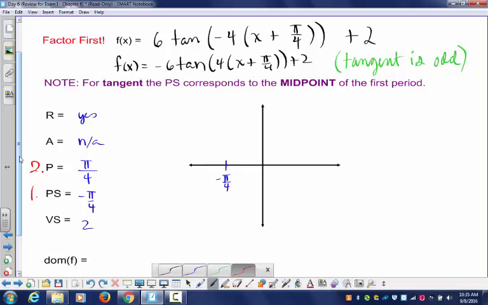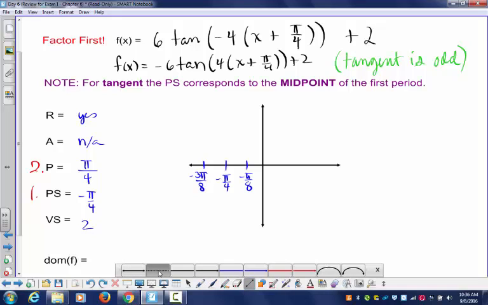So how far to the left and right do we have to go to get a total width of pi over 4? Pi over 8 each direction, exactly, because half of pi over 4 is pi over 8. We want half of it to the right and half of it to the left. So we're going to have a mark here at negative pi over 8. And then this one, pi over 8 to the left of that, would be minus 3 pi over 8. Minus 1 pi over 8, minus 2 pi over 8, minus 3 pi over 8. And that's where our asymptotes will go.